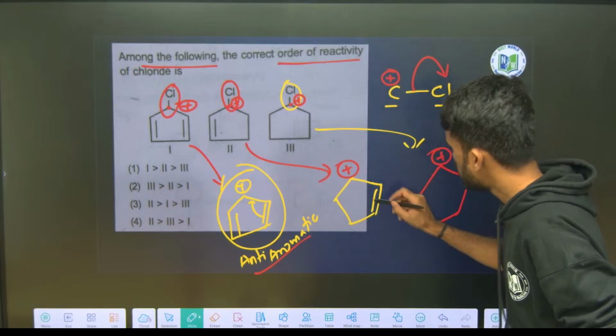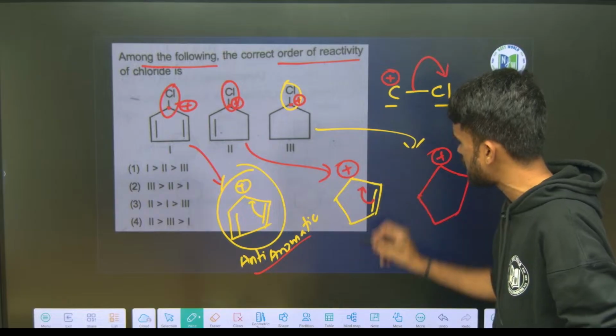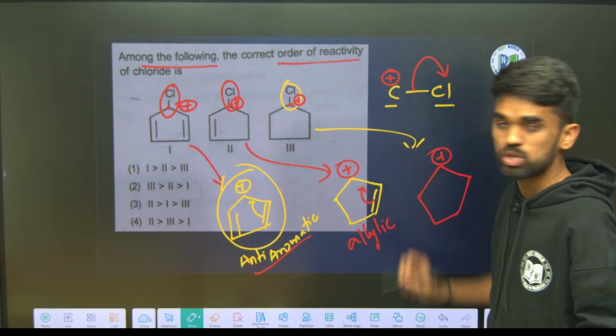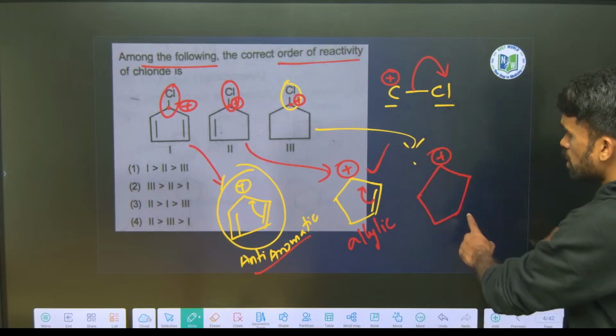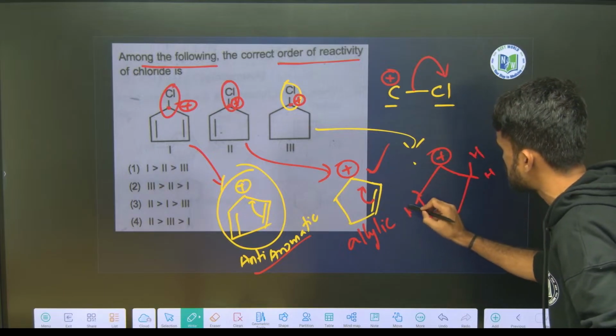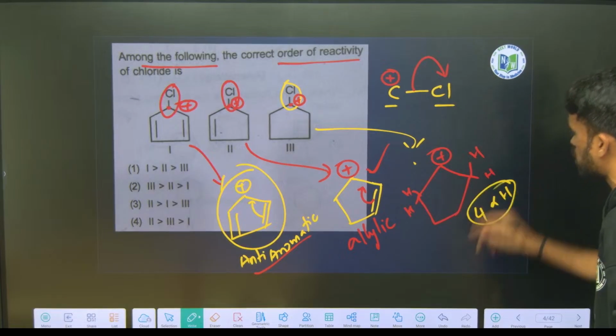Okay, here we have a conjugation system like this. So this is an allylic carbocation that can be stabilized by resonance right now. So it means this is more stable. And here there is no conjugation, but you have alpha hydrogens on this side and as well as this side right now. So it can be stabilized with 4 alpha hydrogens, 4 hyperconjugations are possible.